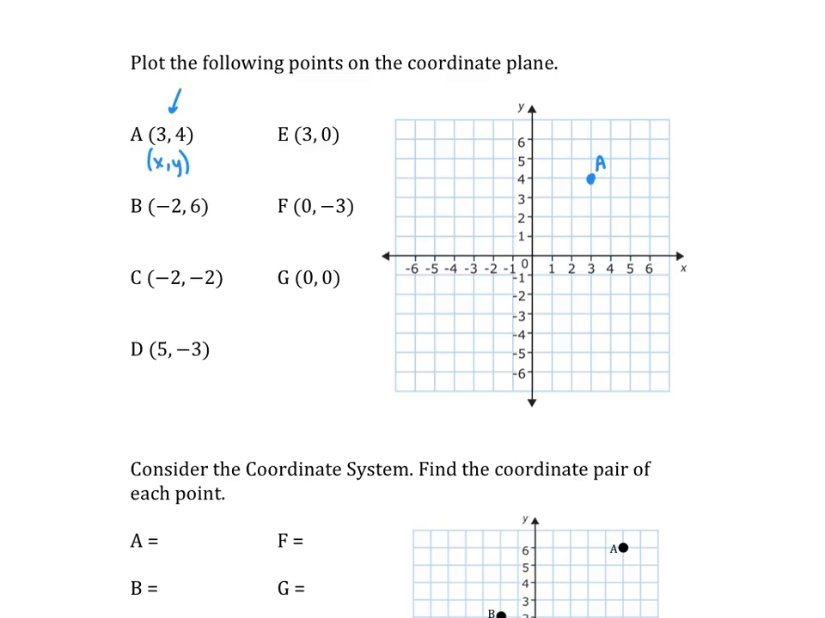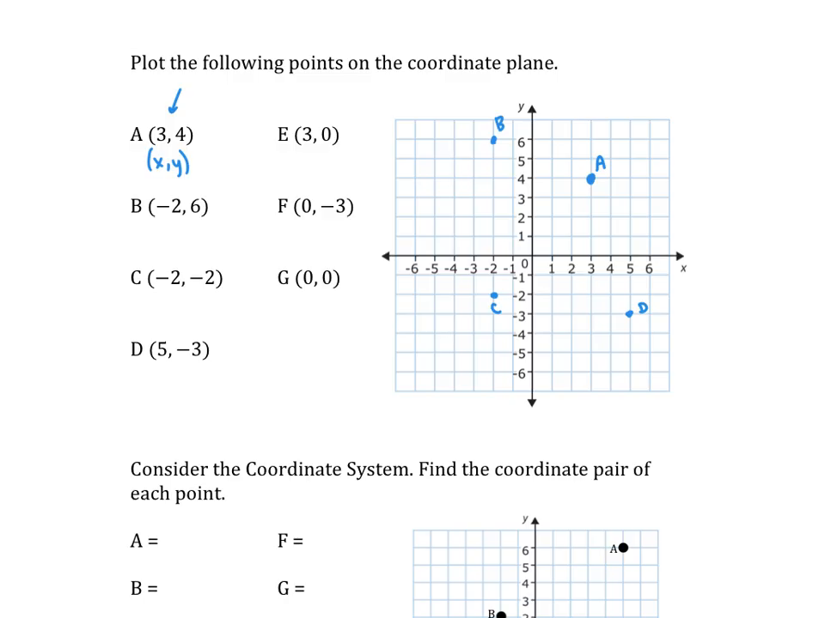Now let's graph point B. Negative 2, 6. So I'm going to go along the x-axis negative 2 spots, so that's to the left 2 spots, and then up 6 units. So that'd be right there for letter B. Okay, let's look at C. Negative 2, negative 2. So I'm going to go to the left negative 2, and then down negative 2. That would be C. Letter D is over 5, down 3.